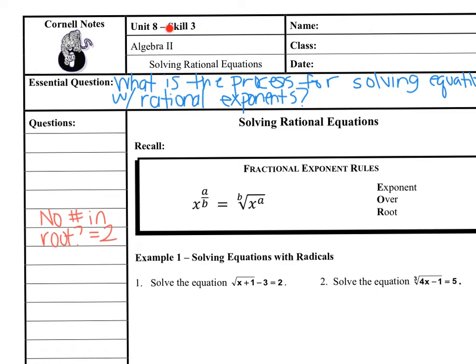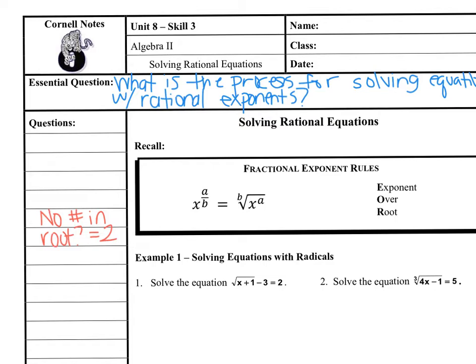This is Unit 8, Skill 3, Solving Rational Equations. So pause the video to write down the essential question. What is the process for solving equations with rational exponents? In this case, rational, we're going to be looking at fractional exponents in equations.